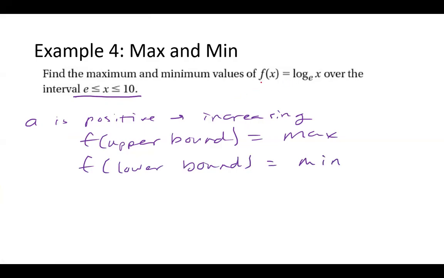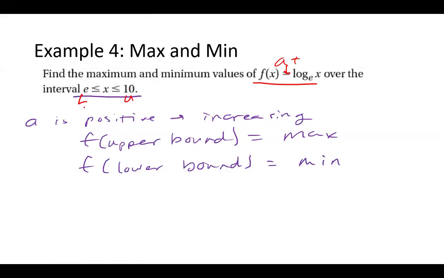So when we look here, we have f of x equals log e of x, right? Our a, is our a positive or negative? Our a is positive because there's nothing there, right? Cast with a friendly positive one. So what that tells us is that to find our max, we're going to use our upper bound, and our upper bound is 10. To find our min, we're going to use our lower bound, which is e.